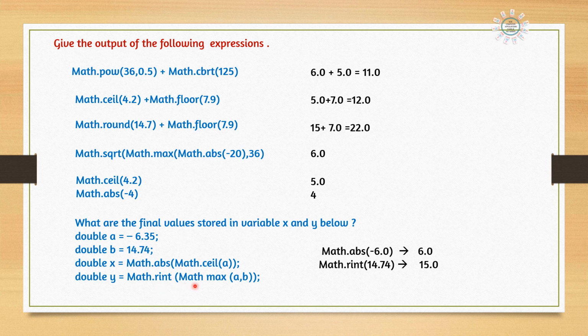And Math.round and Math.max. Math.max of a comma b, minus 6.35 and 14.74. It is 14.74. And Math.round: 0.5 and above, the next number will come. So the answer will be 15.0. So keep the return type in mind for this type of question.